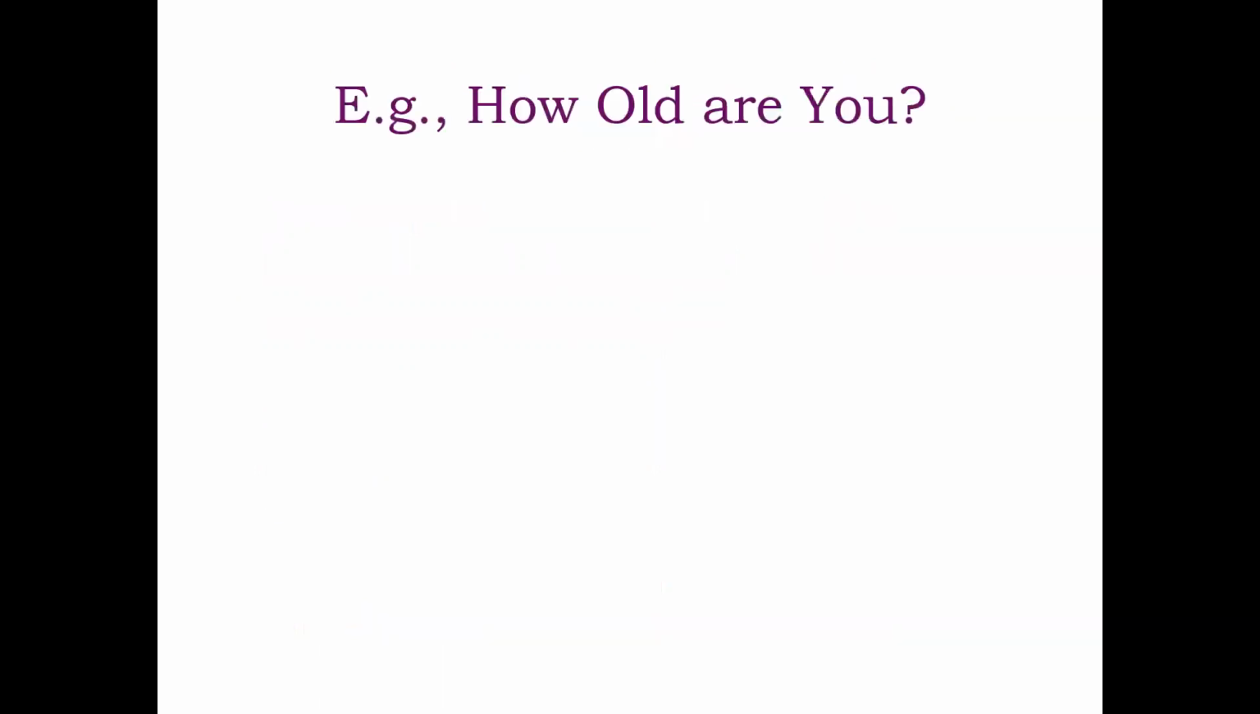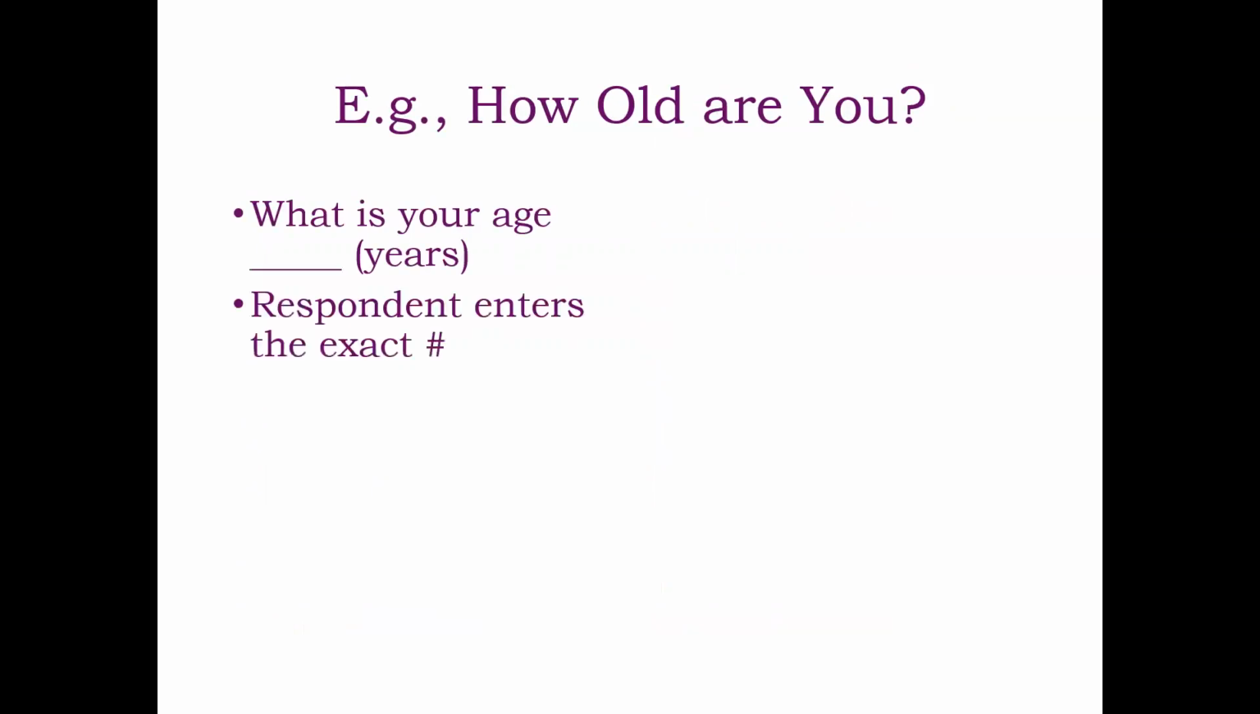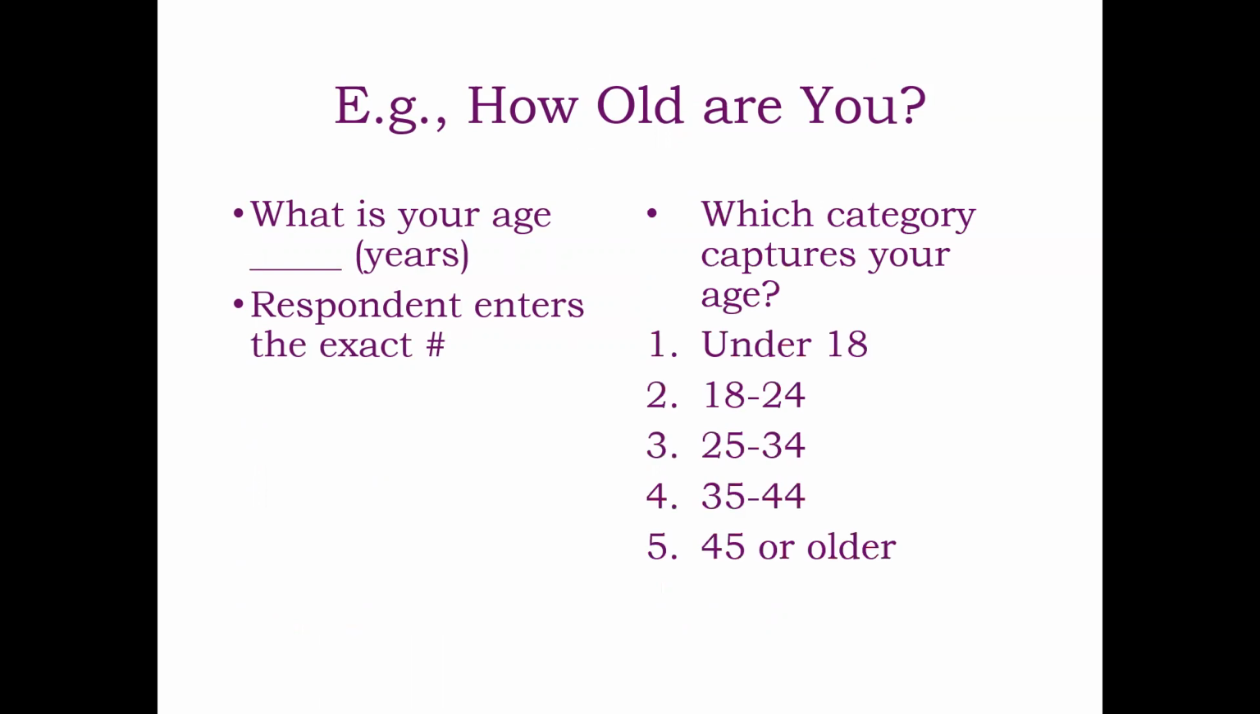There's no true zero. Another example, you can ask, what is your age in years? And the respondent enters the exact number. Or you could ask which category captures your age, and you have under 18 and so forth. So on the left, you get a scale variable, numerical data, which is purely interval ratio. Now, in this sense, it's more like ratio because there's a true zero, but does anyone answer 0 for their age? No, right? Which category captures your age is going to result in an ordinal variable, right? You can't add or subtract it, but it has an order.